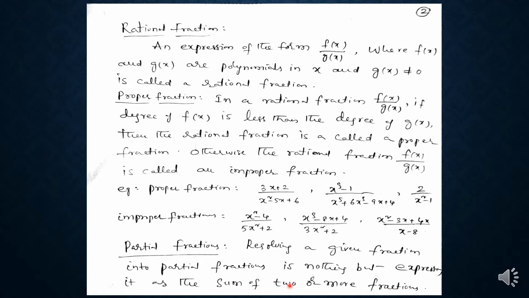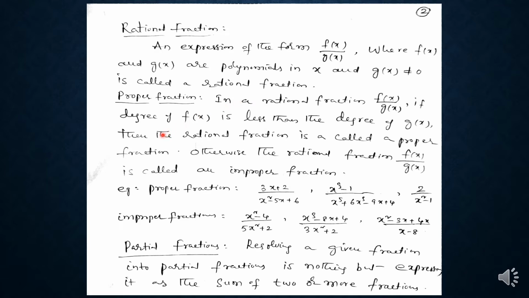And we should know what a rational fraction is. What is a fraction? Numerator by denominator. A rational fraction is an expression of the form f of x by g of x, where f of x, the numerator, and g of x are polynomials in x. f of x means a function of x, and g of x is also a function of x, where f of x and g of x are polynomials in x, and the denominator g of x is not equal to 0.